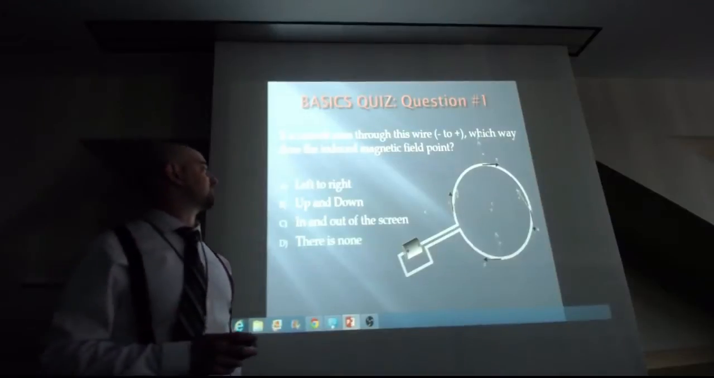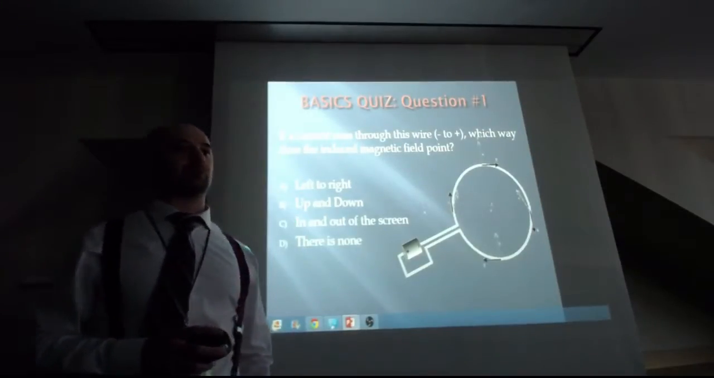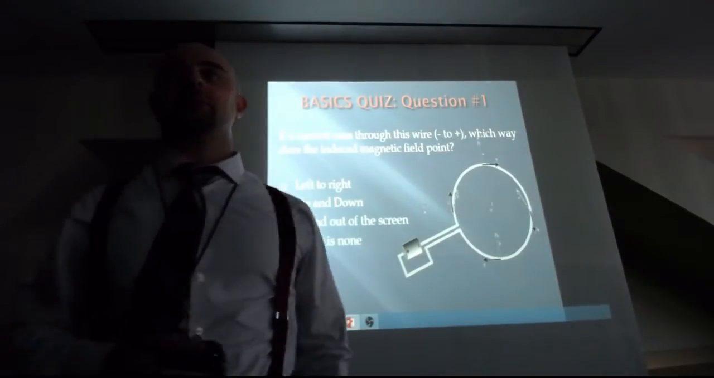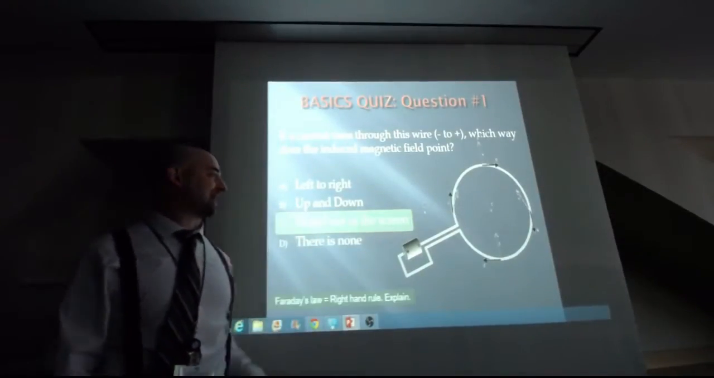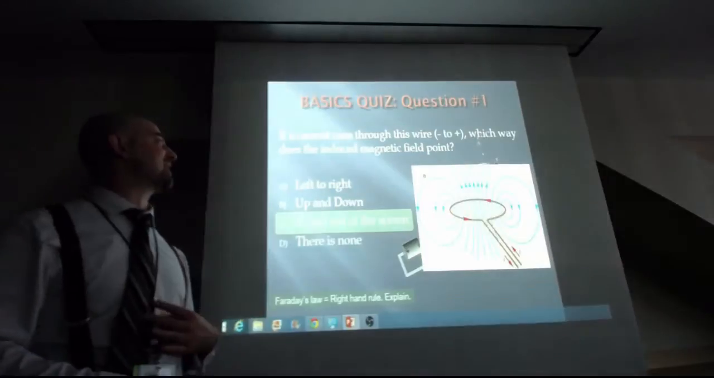Okay, so real quick, just a check for understanding. If a current is running through this wire, from negative to positive, which way does the magnetic field point? Left to right, up and down, in and out of the screen, or there is none? Yes, I heard in and out of the screen. Right hand rule. Just warming up.